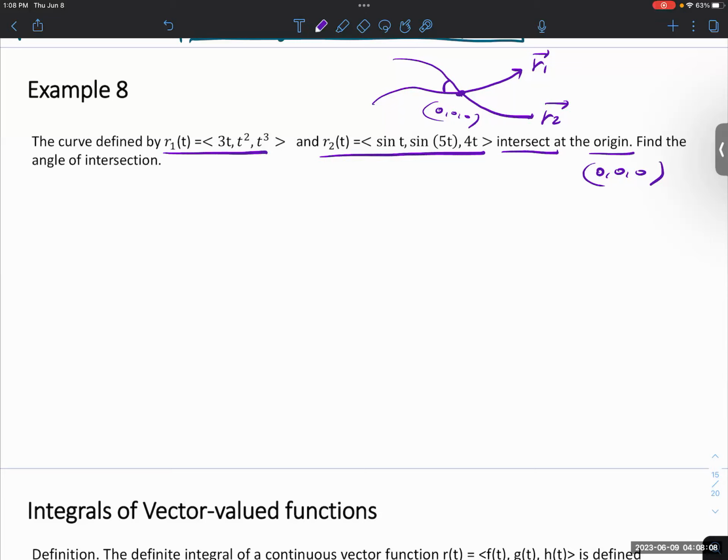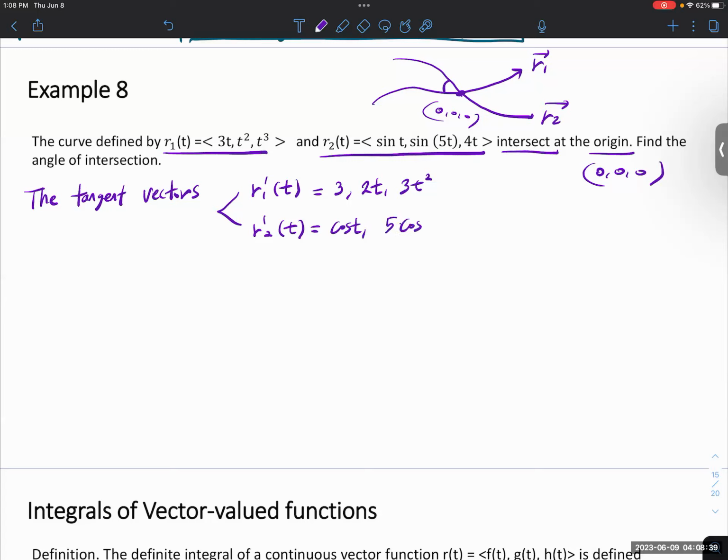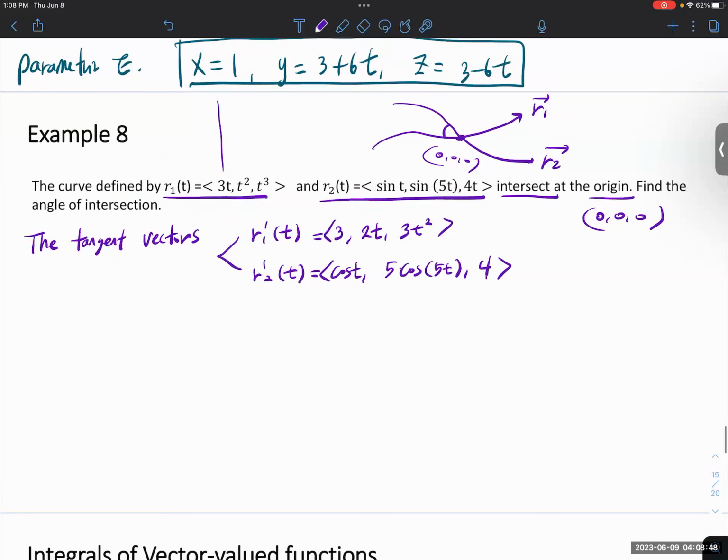Okay, so now we know the tangent vector, right? Because you can take the derivative and then you can find out the tangent vector. So the tangent vector r1 prime of t is going to be 3, 2t, and 3t squared, correct? And then r2 prime of t, we have a vector: cosine t, then 5 times cosine 5t, and 4. So these are the tangent vectors. Am I correct?